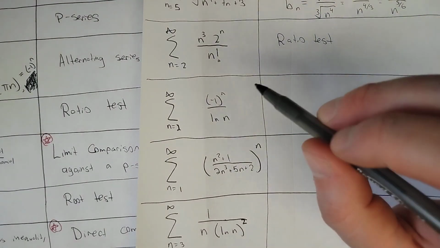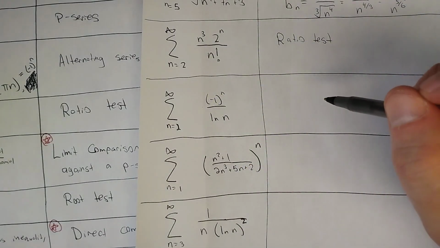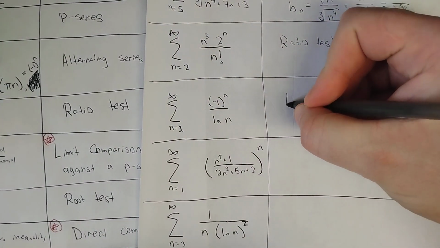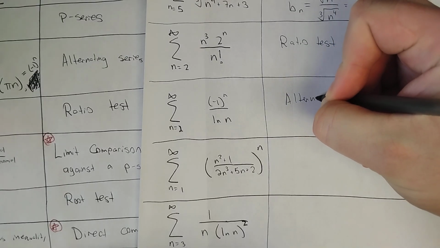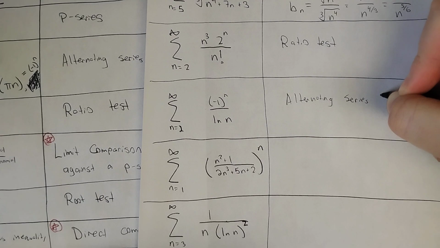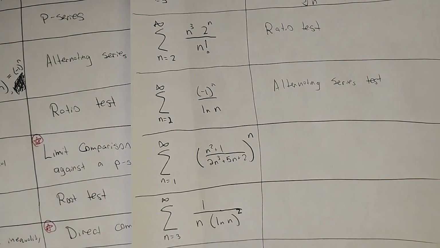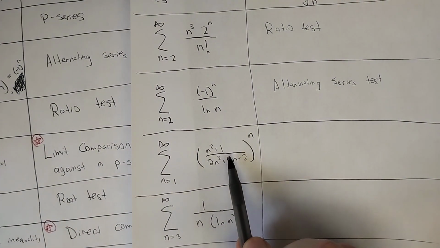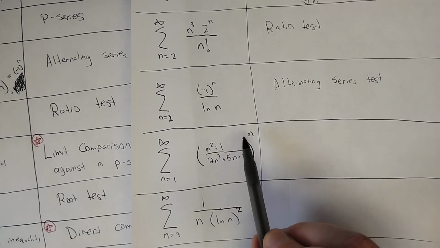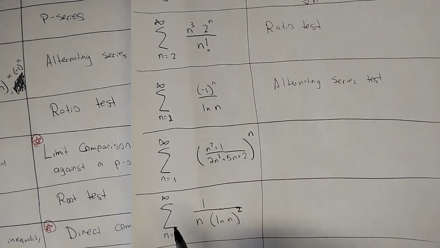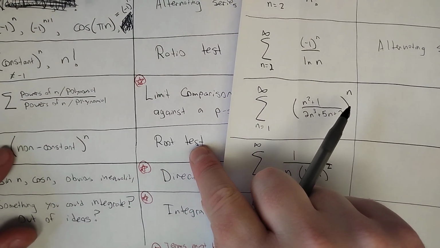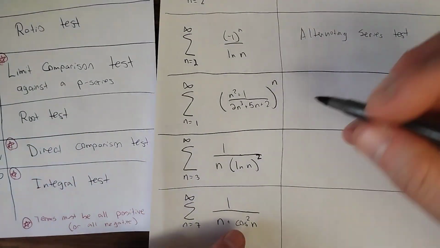What do we have here? Well, the first thing I would notice is the -1 to the n. This is an alternating series. What do we have here? This is exactly what I mean when I say a non-constant to the nth power. This is exactly what sends us to do the root test.